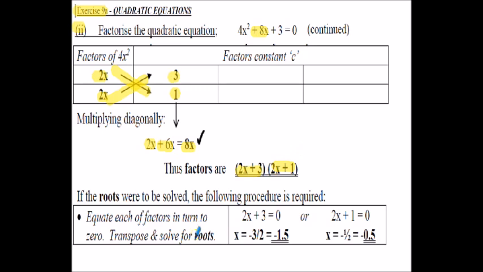Now to find the roots of the equation, we equate each of the factors to 0 and then solve the resulting equation. So in this case, taking the first factor, it's 2x plus 3 is equal to 0. So to solve for x, we take away 3 and divide by 2. So x is equal to minus 3 upon 2, or minus 1.5. The second root would be taking the second factor of 2x plus 1 and equating that to 0. And again, solving, we take 1 from both sides and divide by 2. So x is minus a half, or in decimal, minus 0.5.